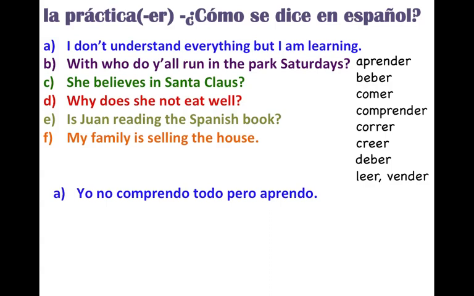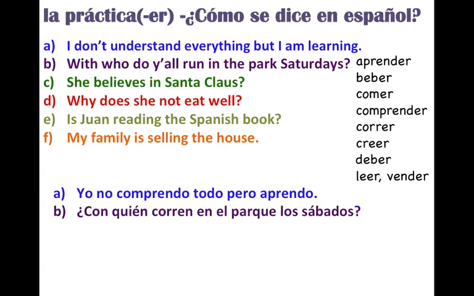Yo, and you can leave yo out or you can put it in. Yo no comprendo todo, pero aprendo. Número 2. With who do y'all run in the park on Saturdays? Who do y'all run with in the park on Saturdays? With is con. ¿Con quién corren en el parque los sábados?